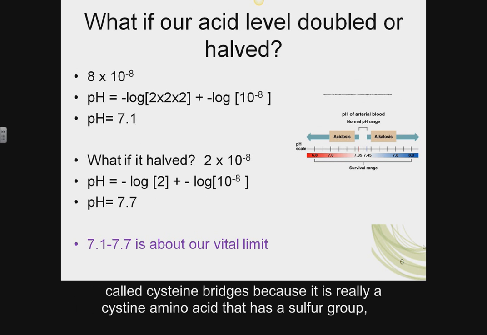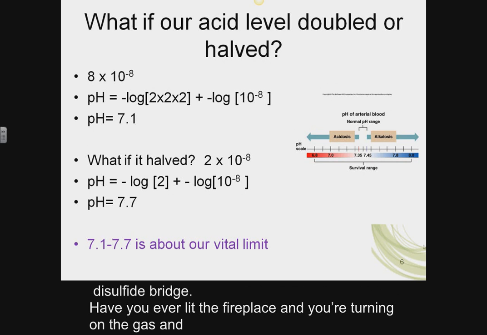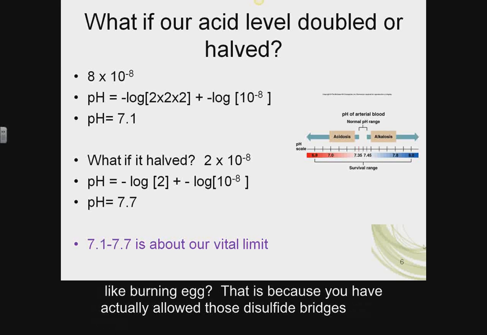We are particularly worried about acidosis because our body is constantly producing acids. I will show you where exactly in just a moment. The accumulation of acids can actually disrupt disulfide bridges, which is a way that proteins fold and use their amino acids to link to each other. Sometimes they are called cysteine bridges because it is really a cysteine amino acid that has a sulfur group. So you get two cysteines together and their sulfur groups can interact to create a disulfide bridge.